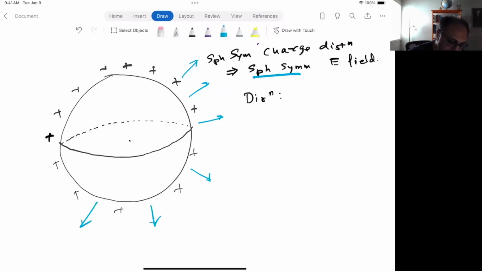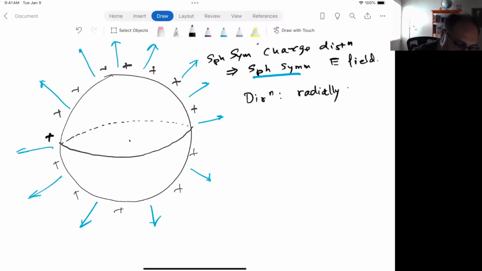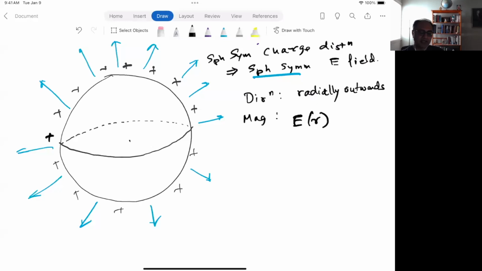Because if it's not radially outwards, that would spoil the spherical symmetry. So the electric field must be radially outwards. Radially outwards is a spherically symmetric distribution of the field. So direction is radially outwards. And what about the magnitude? We can also conclude something about the magnitude of the electric field. The magnitude must be such that the electric field is a function of r only.